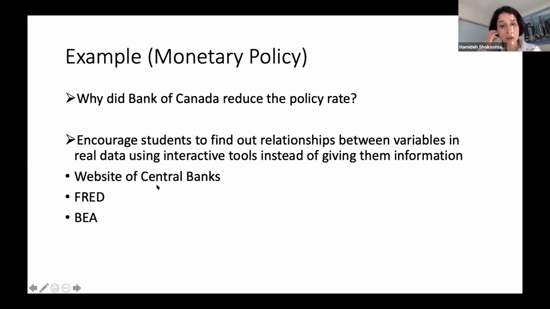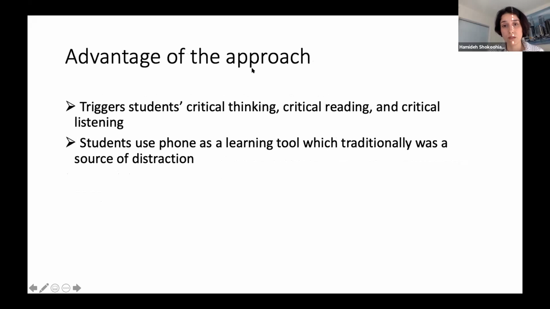Some helpful websites that we can use to implement this approach are, obviously, the website of the central bank. They have so many interactive tools that we can use, for example, an inflation calculator and an investment calculator. Or we can use FRED, or the interactive data tools of the BEA. These are all very handy and useful interactive tools that we can use in our class.